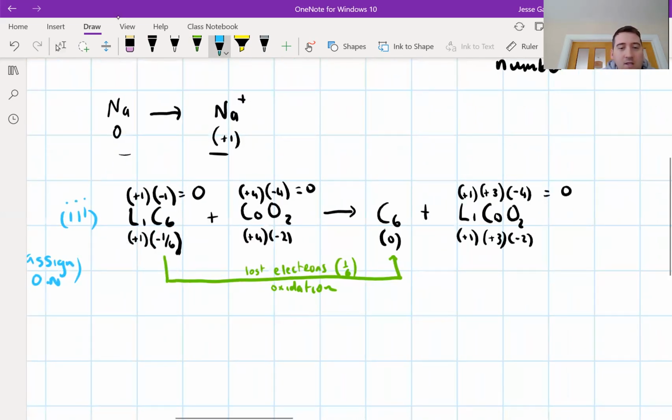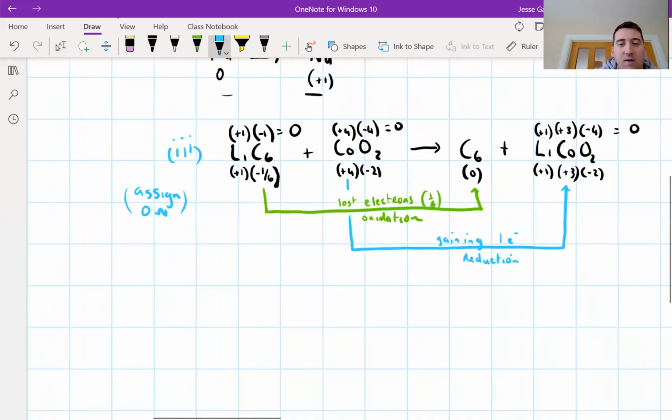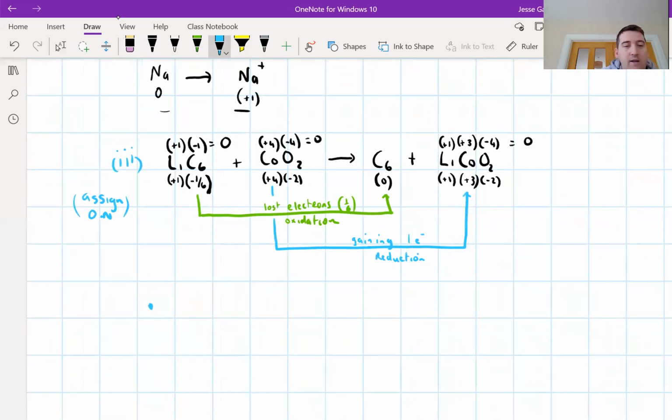Well, here in blue, I'm seeing cobalt going from +4 to +3. So that means it's gaining 1 electron, gaining 1 negative charge. And that means that this is reduction. So there we have our answer. It asked to identify which species was being reduced. So just with a bullet point, define which species has been reduced. Here it is, cobalt is being reduced. So just to summarize for yourself at the end, cobalt is being reduced.